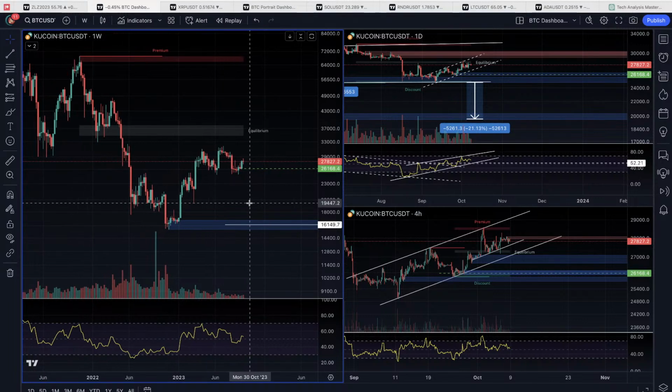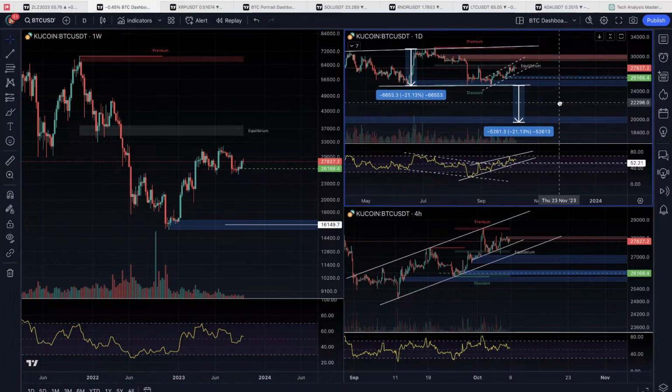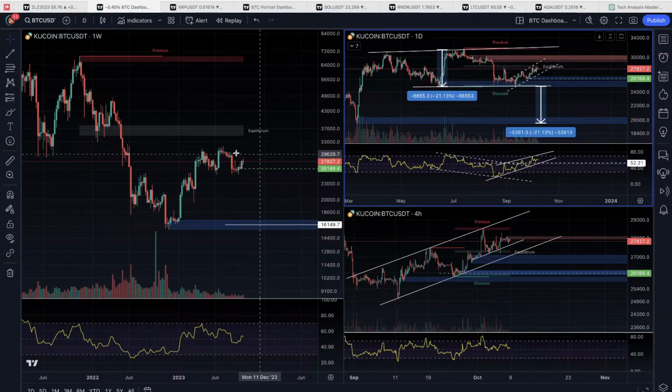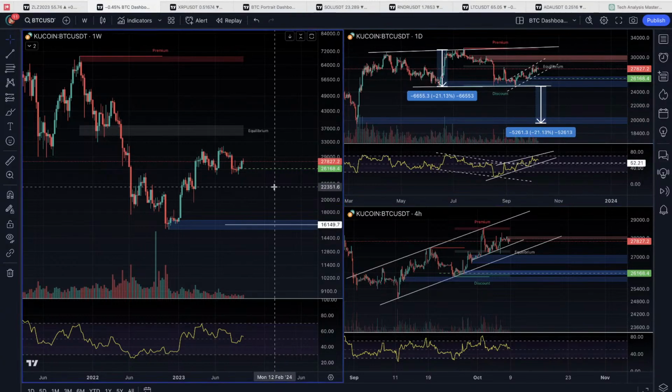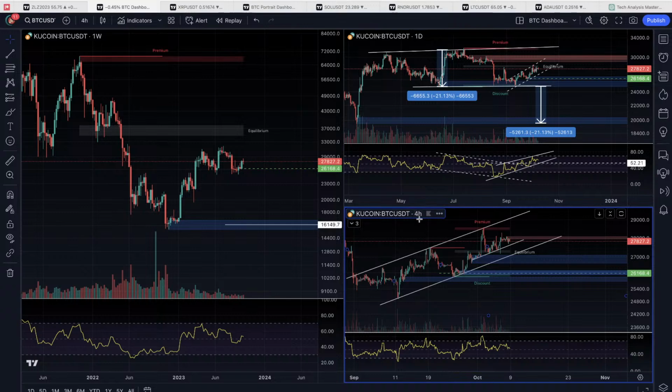Okay, this is my Bitcoin chart. Soybean oil is one of my clients; my corporate client actually buys and sells soybean oil, so I analyze the markets for their company. All right, so this is my Bitcoin dashboard, and the first thing you see is I've got my weekly chart here, my daily chart here, and then I got my 4-hour chart here.